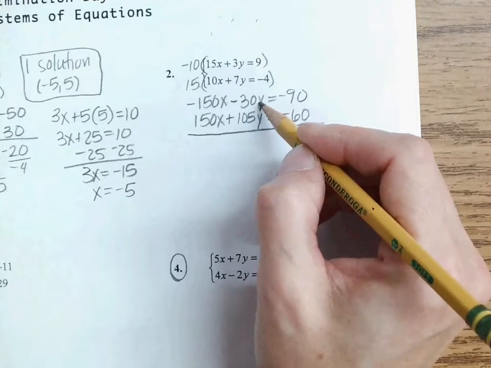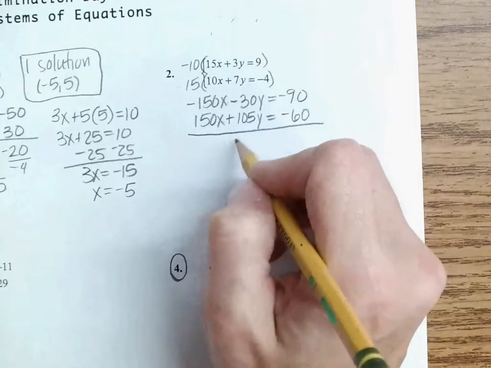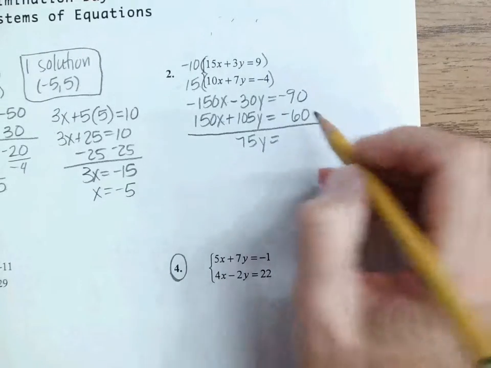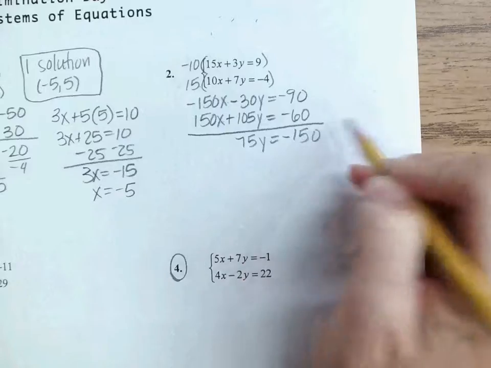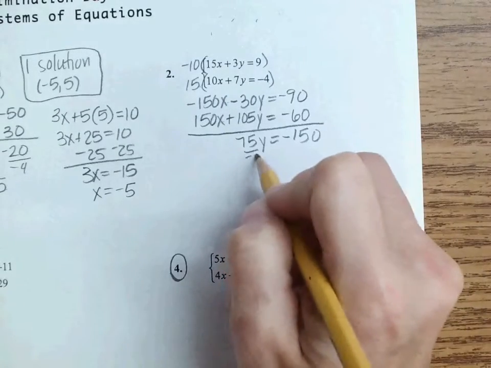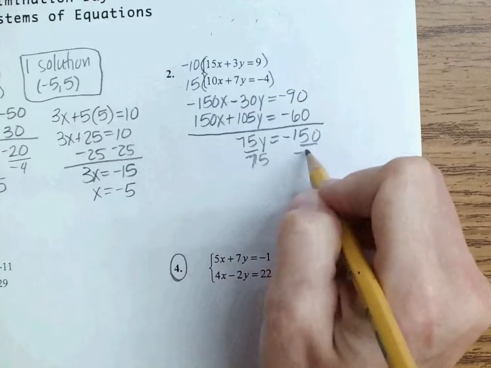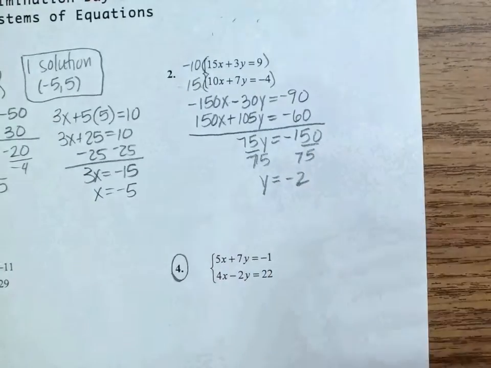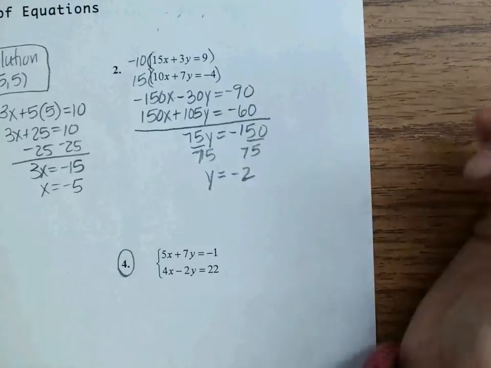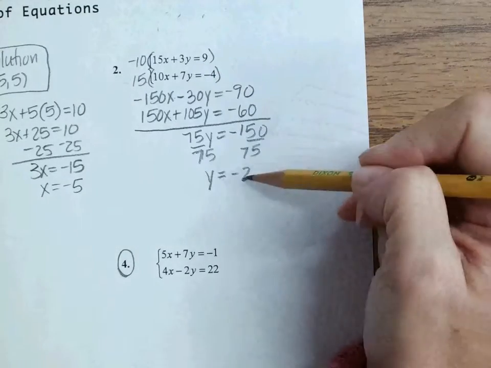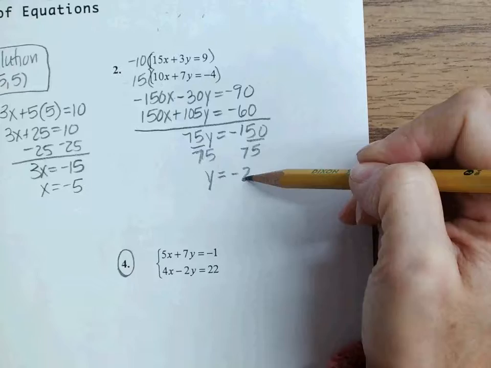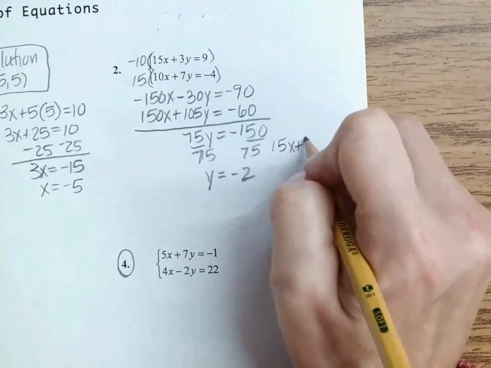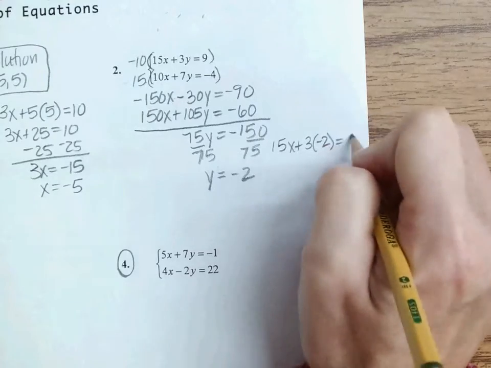Then I do negative 30y plus 105y, and I get 75y. And then I add together to get negative 150. Divide both sides by 75. Y is equal to negative 2. And then again, pick one of your equations, it doesn't matter which one, and substitute negative 2 in for y. I'm going to just pick the top one.